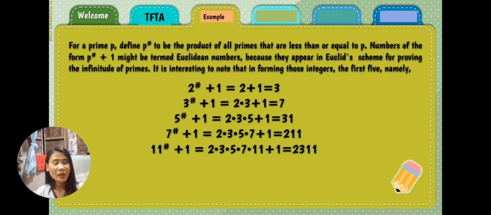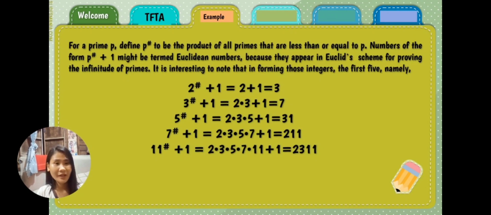Then for the third one, 5 raised to a number plus 1 is equals to 2 times 3 times 5 plus 1 is equals to 31. For the fourth number, we have 7 raised to a number plus 1 is equals to 2 times 3 times 5 times 7 plus 1 is equals to 211.